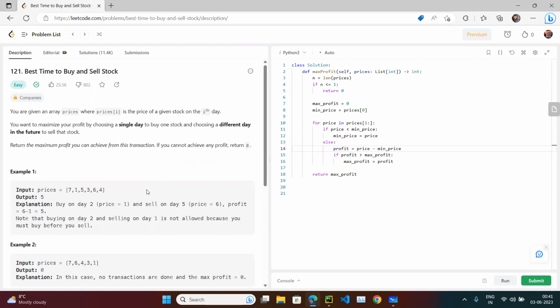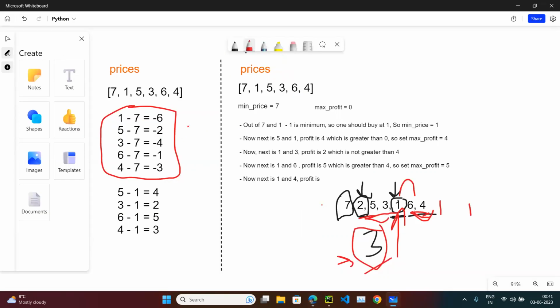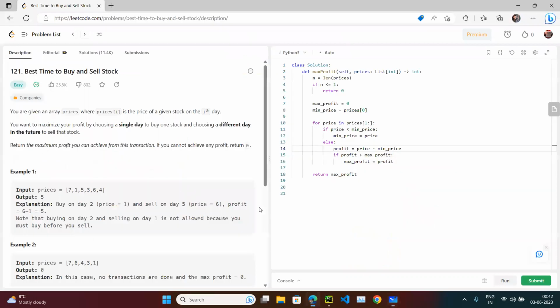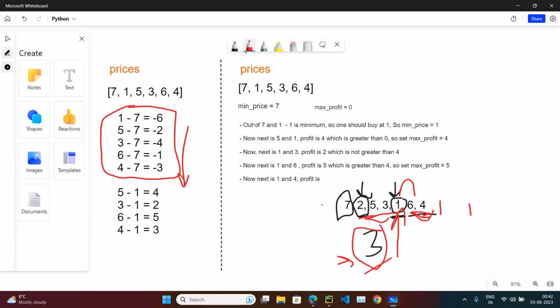So this is an easy category question. If you go with the brute force approach, then it's very easy because you just have to check each and every combination. But using that approach, 190 test cases pass, that is still okay, but few test cases are left. We need to make sure all the test cases pass. So the best approach is this one.